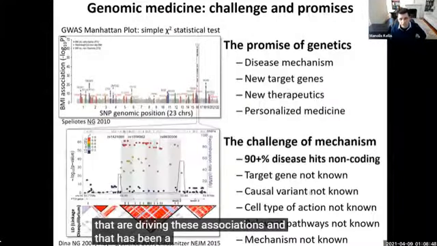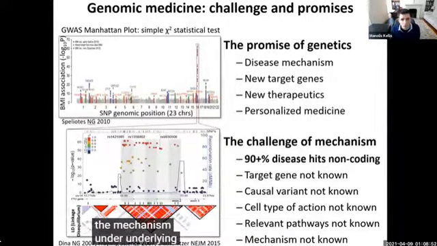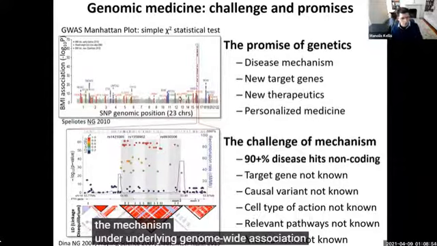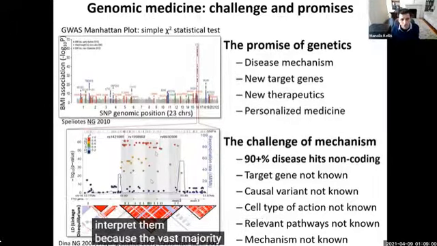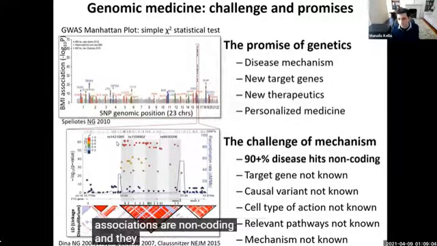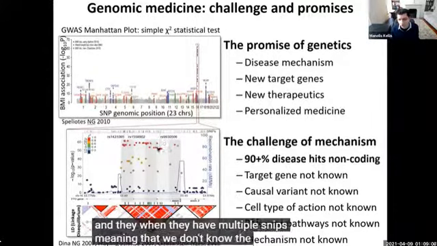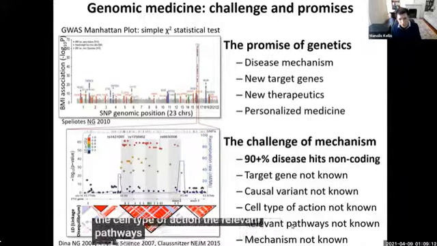That has been very much the challenge of understanding the mechanism underlying genome-wide association studies, and why it's so difficult to interpret them, because the vast majority of these associations are non-coding, and they have multiple SNPs, meaning that we don't know the causal variant, the target gene, the cell type of action, the relevant pathways, and so on and so forth.